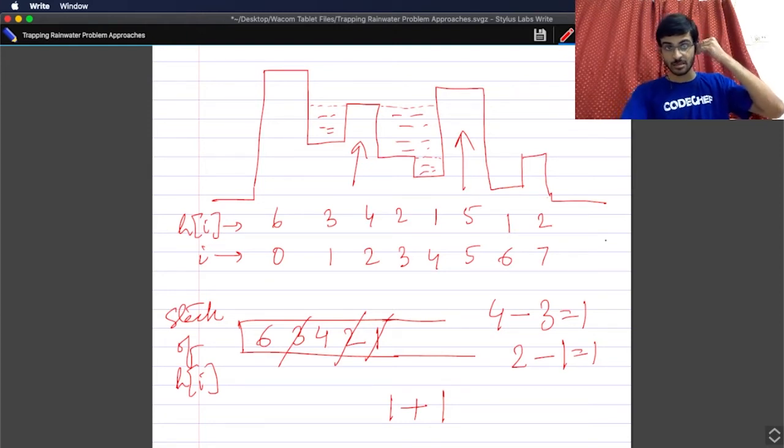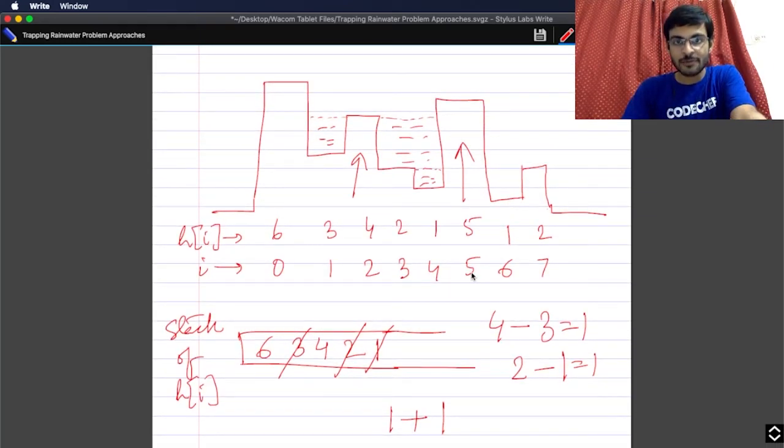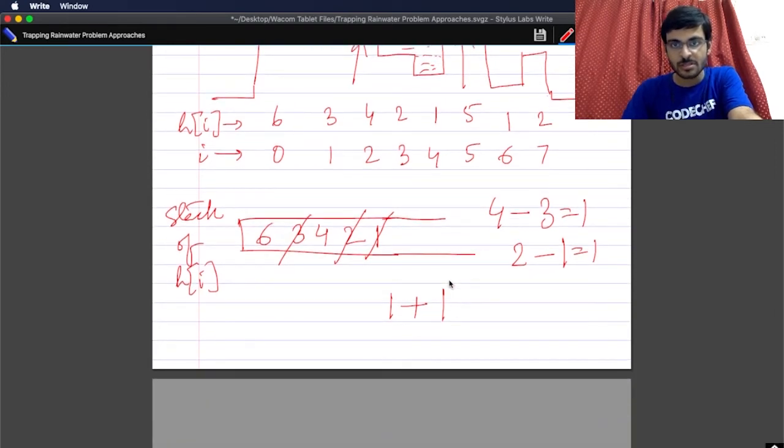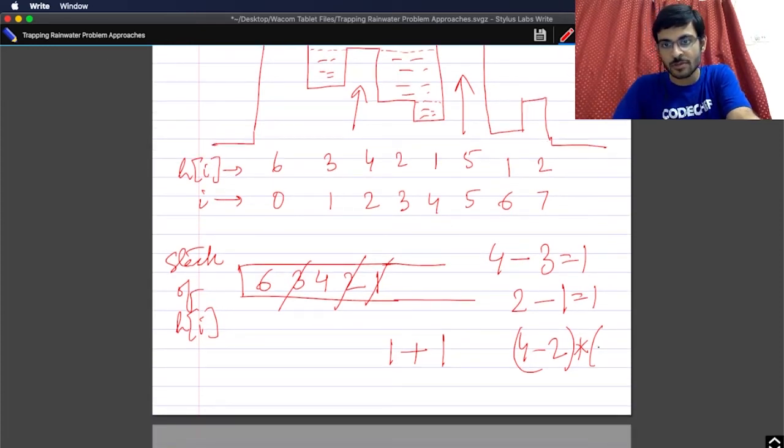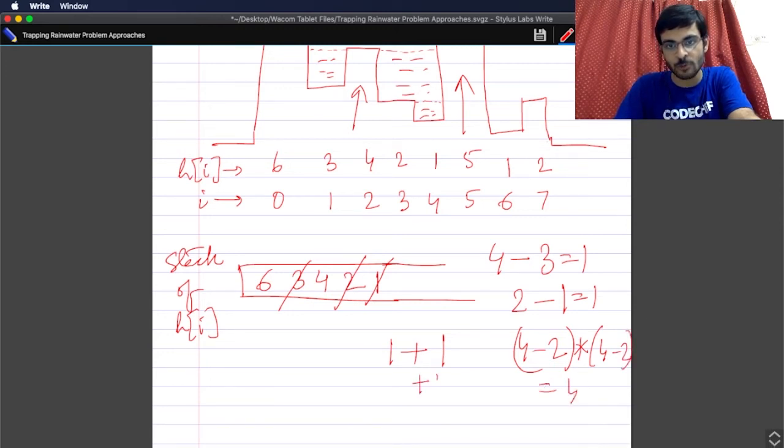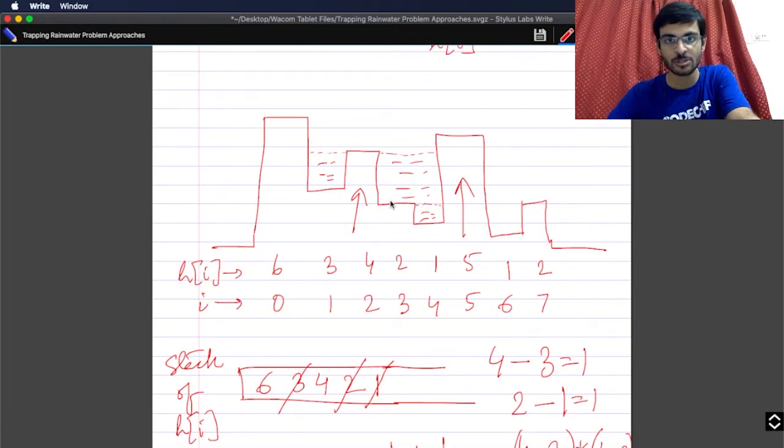Makes sense? So this part will be filled up. So we can say that the index is 5, or basically we can say 4 minus 2. This is the distance, the range, and now we will say the height. What is the height? The minimum of these two, 4 and 5. The minimum is 4. 4 minus 2 will give 2, so the height is going to be 2. 2 into 2 is 4, so we have plus 4. So yeah, we can store 4 square units of water over here. So 4 plus 1 will give 5.